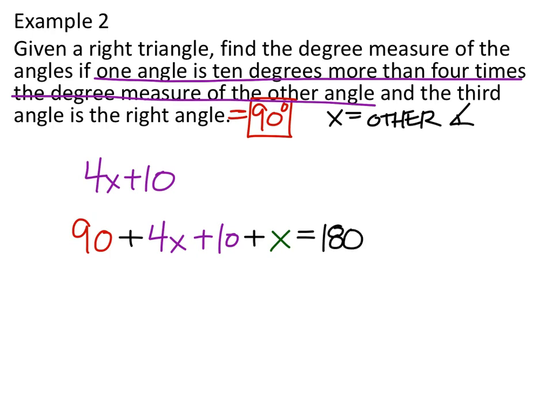So this is the equation that we want. It's the sum of the three angles, which is 180. From this, we should be able to solve for x. So let's start by combining like terms.